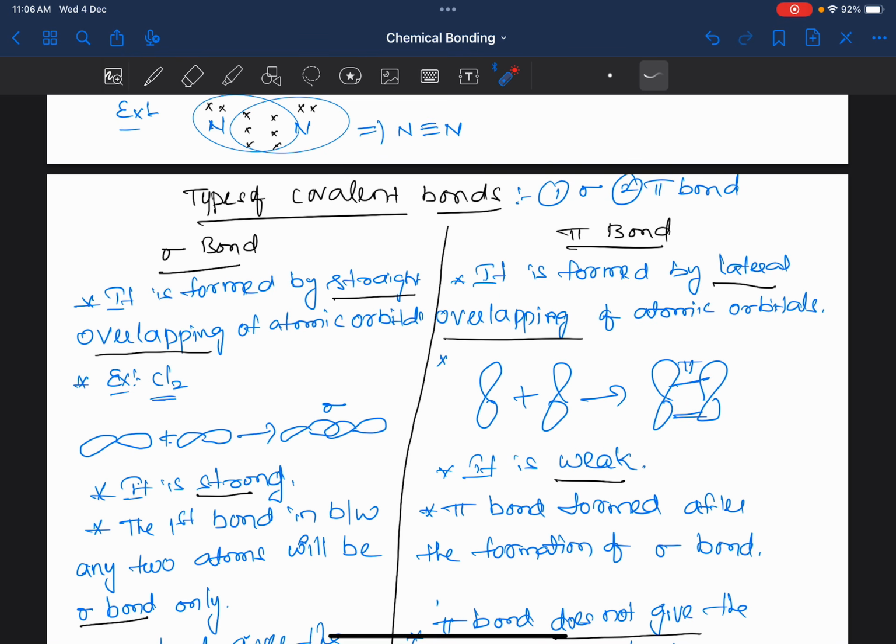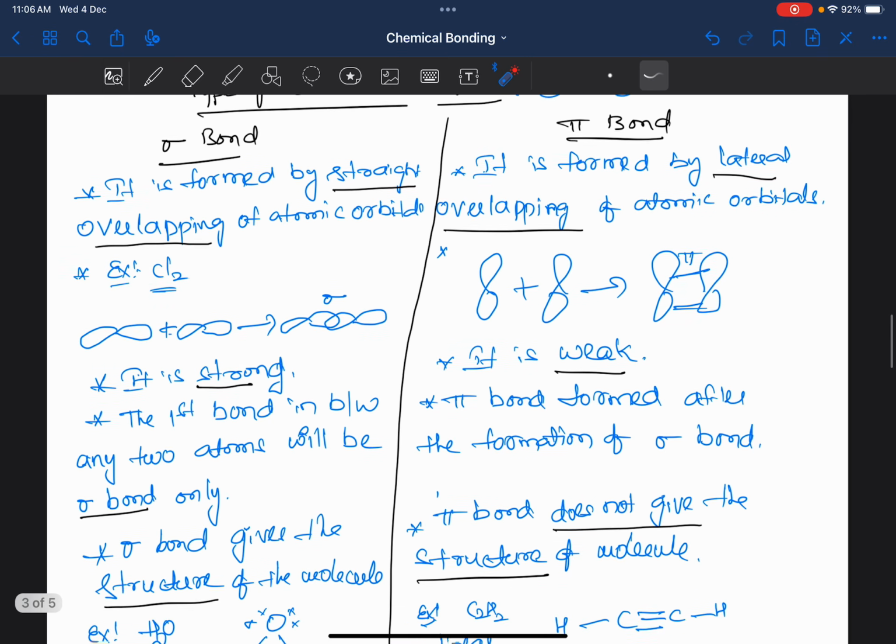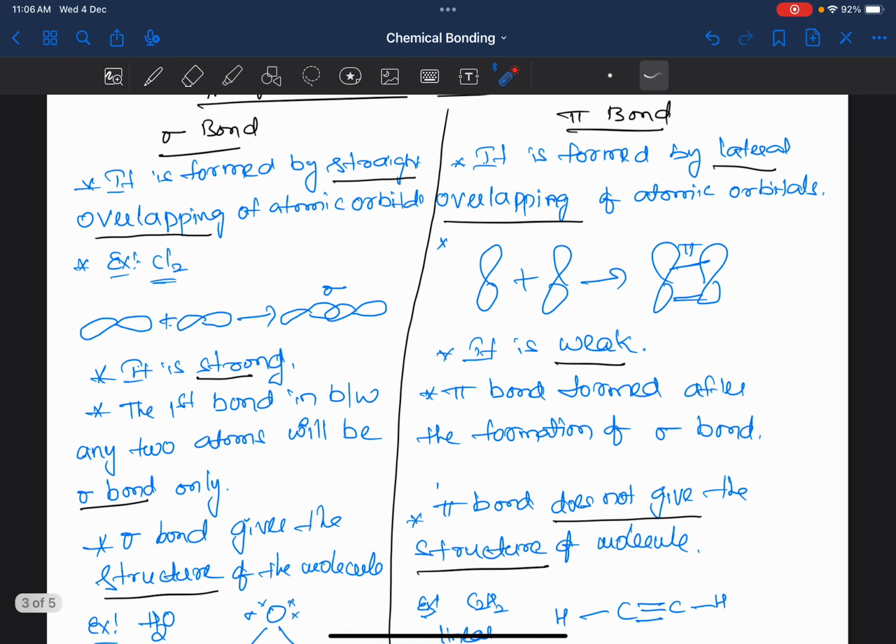Now, sigma bond is a strong bond. So why is it strong? Straight overlapping is very strong, straight overlapping is very high. So that's why it is the strong bond. But partial overlapping is not strong, so therefore it is a weak bond.